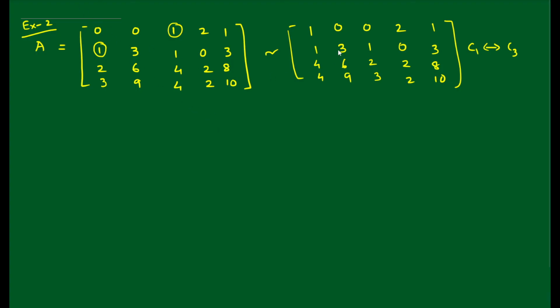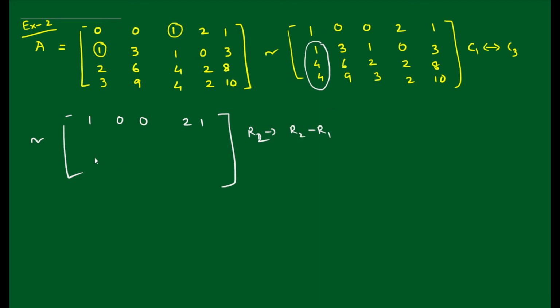Okay, so what is the first step in echelon form? We have to fix the first row: 1 0 0 2 1. The first row is fixed. Now we have to make these three elements 0 with the help of what? Row 1. So what will be the operation? R2 goes to R2 minus R1.